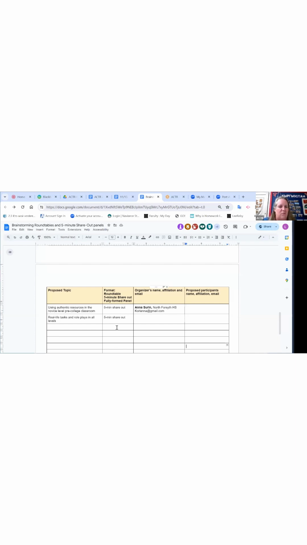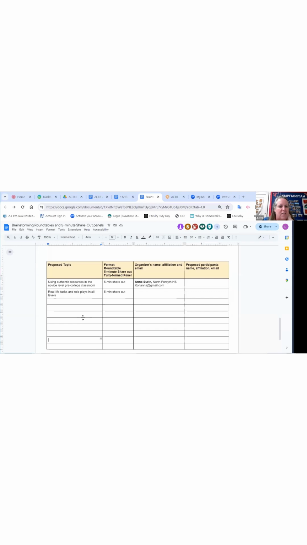The idea of this was to make it more accessible. So for example, Anna Surin, if you were interested in this, you would write your name, affiliation and email, and she as the organizer would reach out to you and continue to try to fill that 5-minute share out panel. So this was hopefully a way of getting some people involved who would be interested in organizing, or even just saying they would be interested in presenting, and then a member of the ACTR board or the organizing committee could follow up with thinking about who would be a good organizer for that.